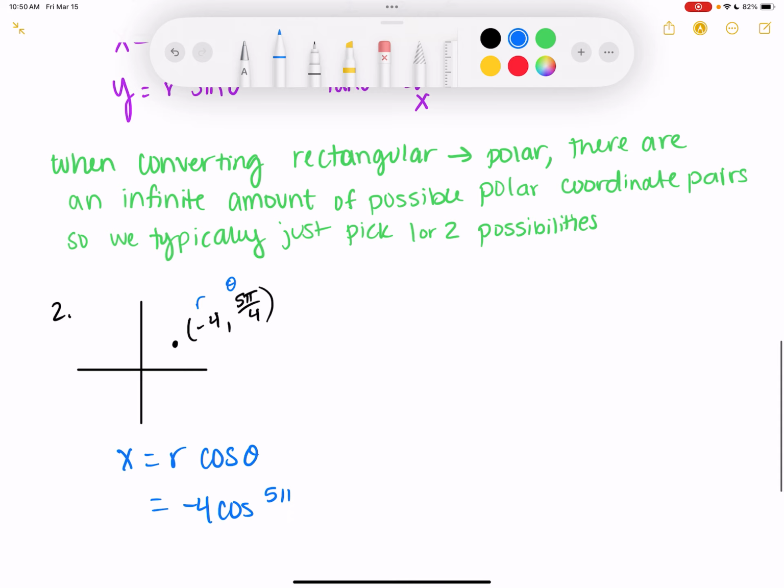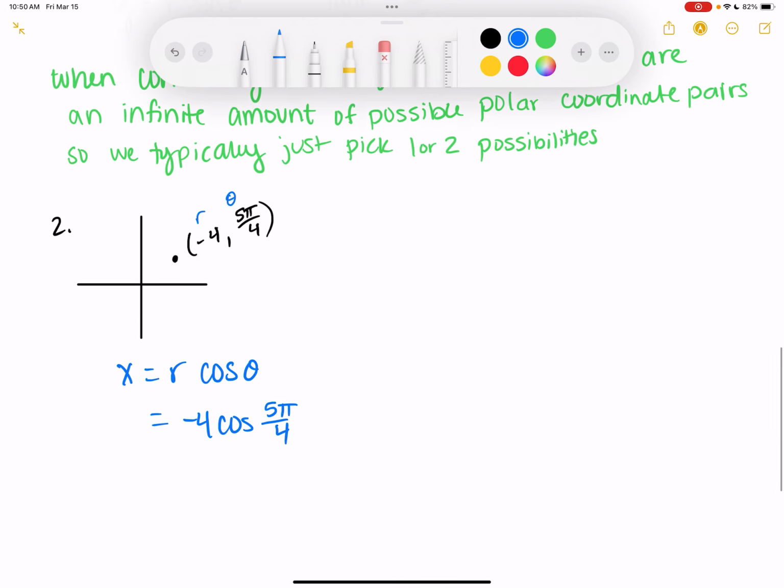So what is the cosine of 5 pi over 4? Negative square root of 2 over 2. Yep. So we've got -4 times negative square root of 2 over 2. So then we would reduce that. It's going to become positive. So the x coordinate is going to be 2 root 2.